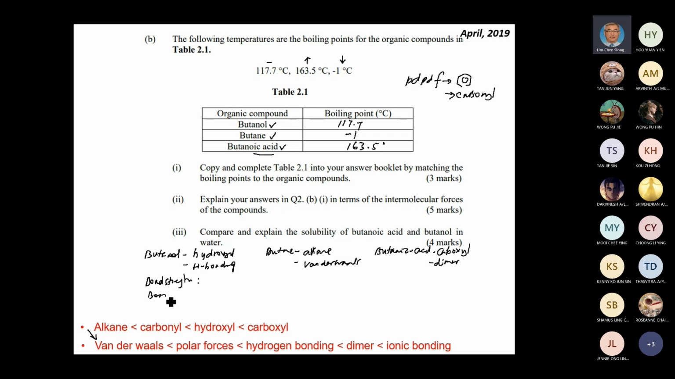And go to the bond energy. Okay, bond strength and bond energy. So which one is considered the highest? Yes, dimer. Hydrogen bonding. Van der Waals forces. Then that's why they need higher energy by the sequence of van der Waals, hydrogen bonding, followed by dimer.